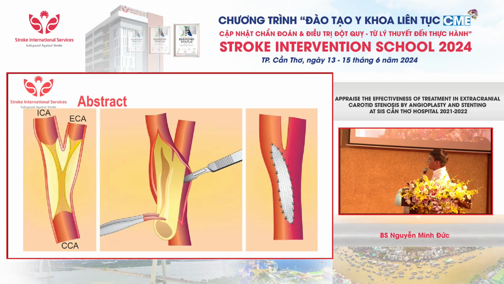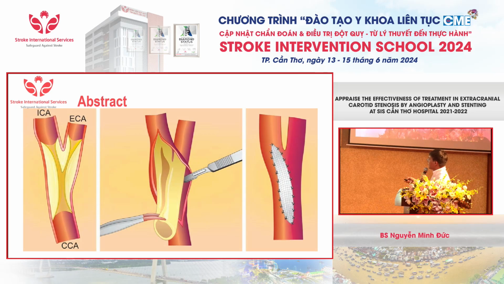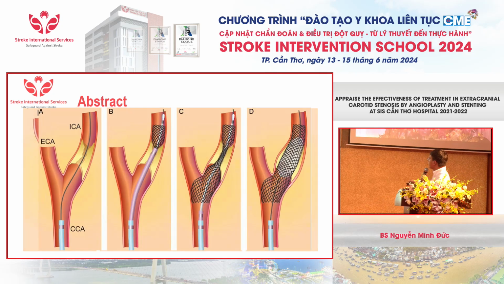So this is how they perform CEA: open the carotid, open the vessel, and remove the inner layer of the vessel. Or we choose angioplasty and stenting.